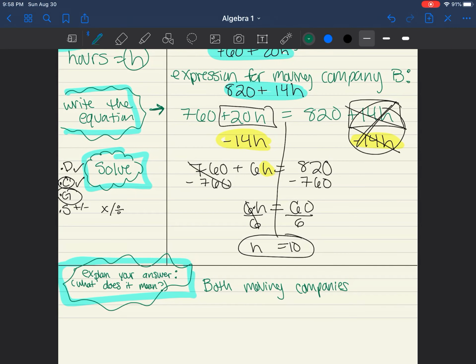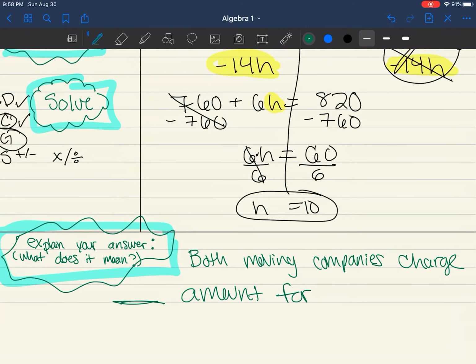So everything I have on my paper, you should also have. Charge, we're going to leave a blank, amount for 10 hours of work. So what is that amount?